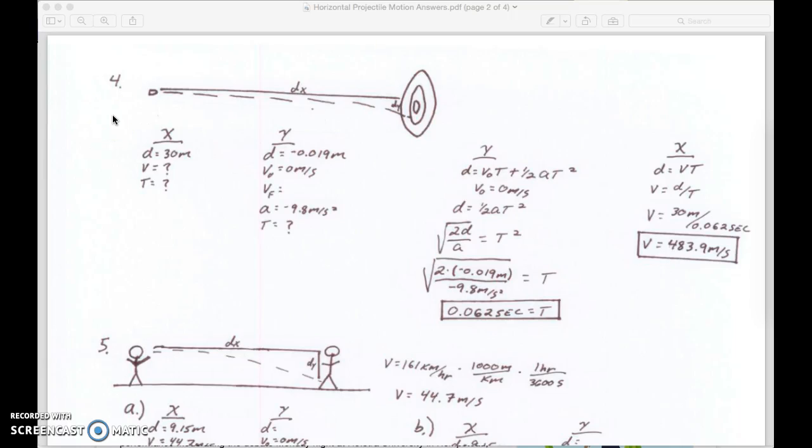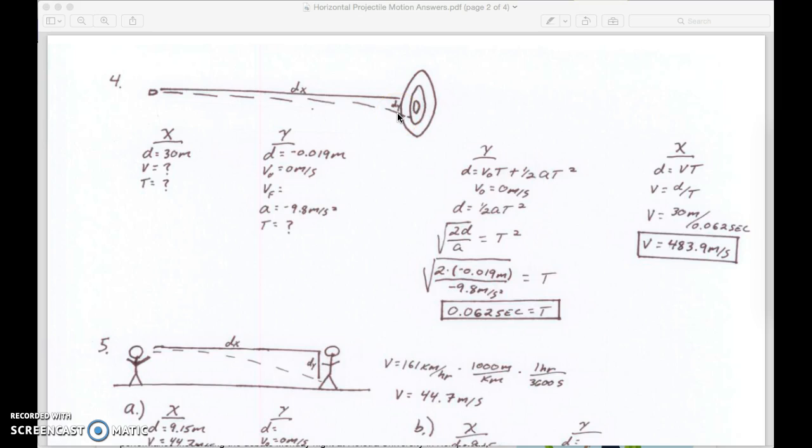Here's a look at problems 4 and 5 on the horizontal projectile motion review. Problem number 4: a rifle is aimed horizontally at a target that's 30 meters away, so that's going to be the x displacement. The bullet hits the target 1.9 centimeters, or 0.019 meters, below the actual aiming spot, so that's our displacement in the y direction.